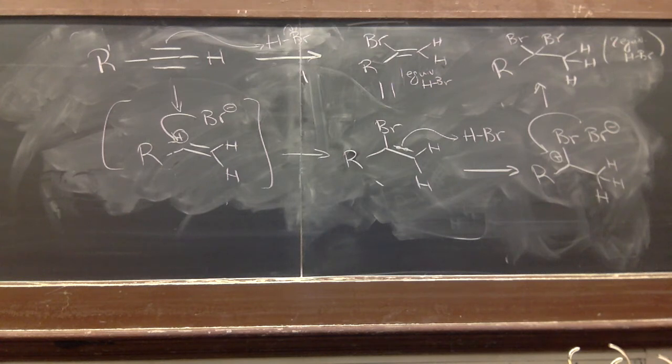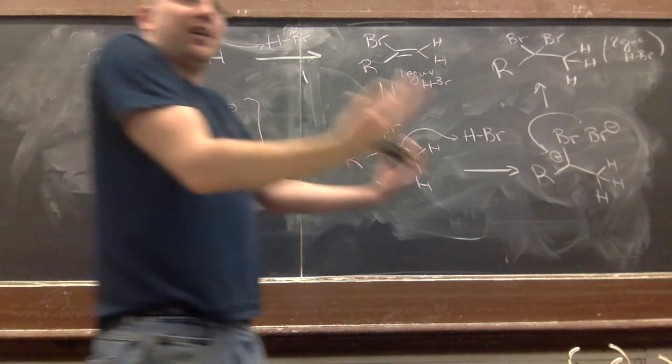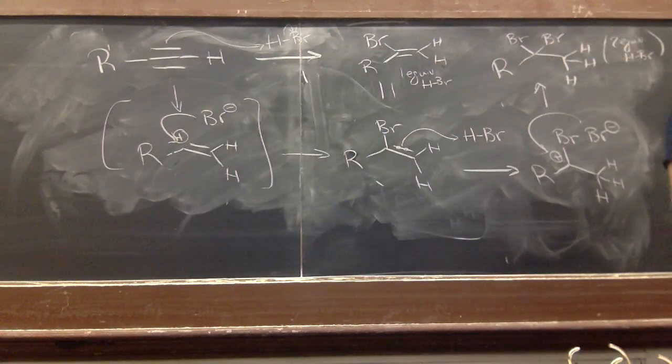So again, we've just learned 3 reactions, maybe 4, depending on how you count it. If you want to say 1 equivalent of HBr is 1 reaction, 2 equivalents of HBr is another reaction. We've learned a bunch. We've learned some chemistry.